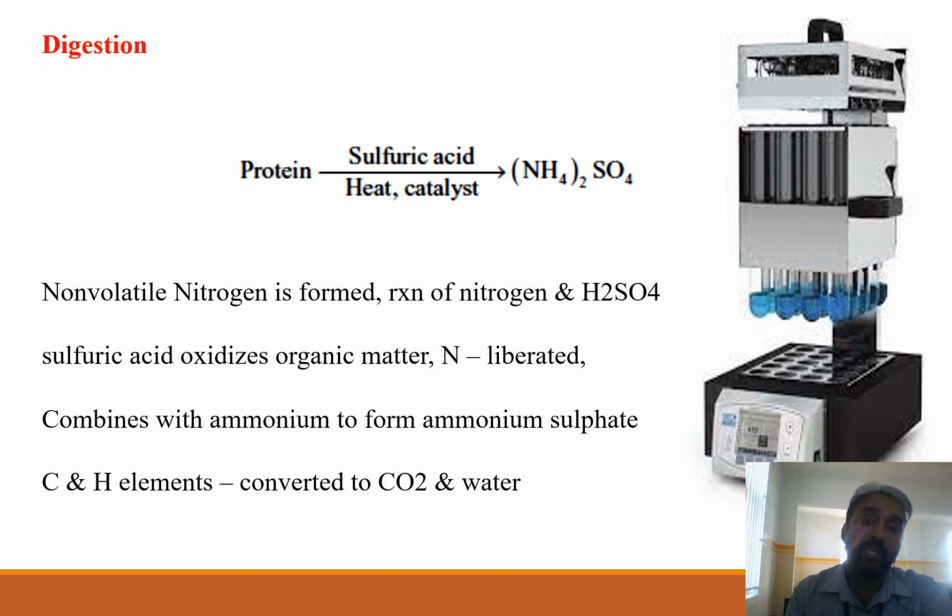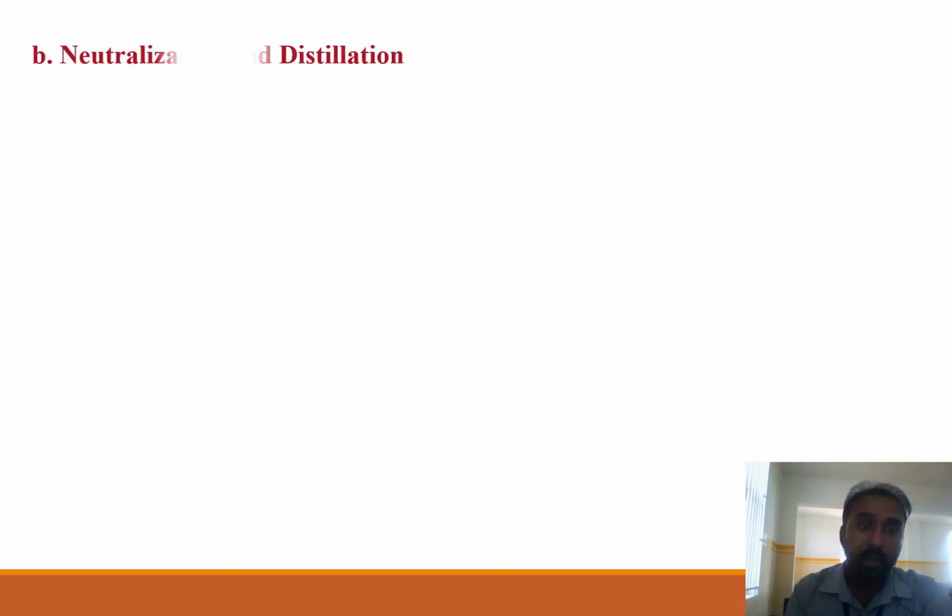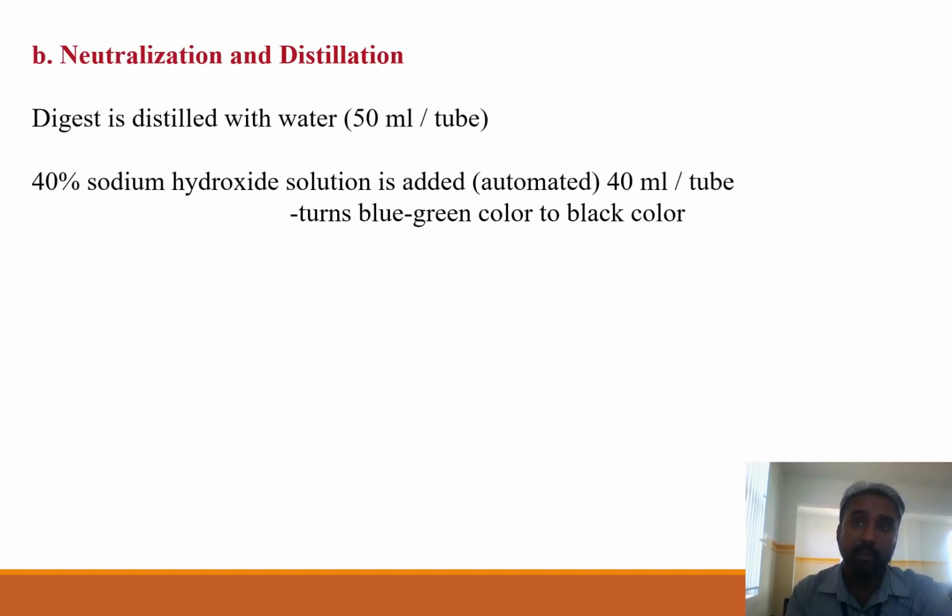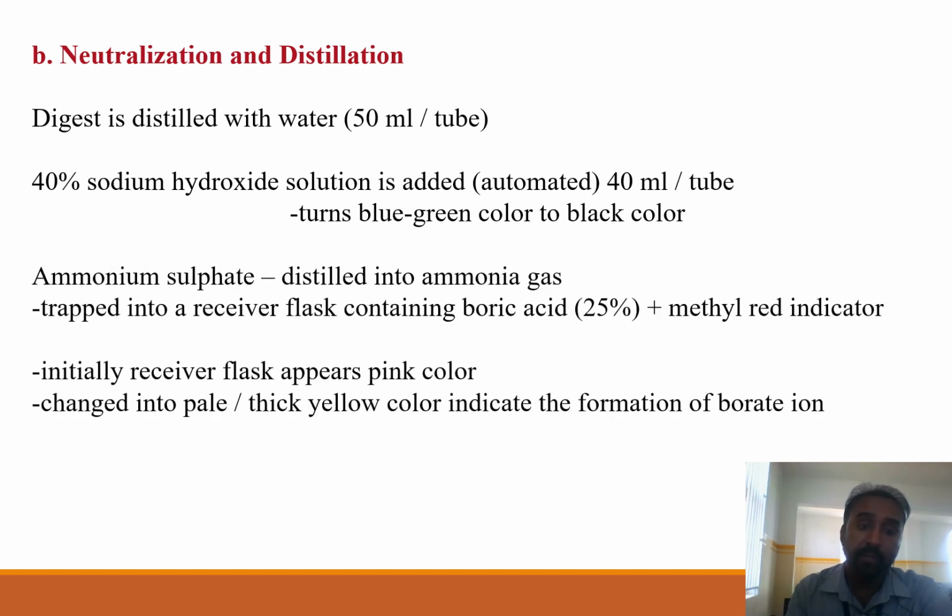Okay, at the end of the digestion process, all the proteins present in the tubes are converted into ammonium sulfate. Next, the second step, that is neutralization, also called distillation. The digested tubes are added with 50 ml of distilled water. Then 40% sodium hydroxide solution is added, which is automated. If you are using an automated machine, it will automatically add 40 ml of 40% sodium hydroxide per tube. When you add the sodium hydroxide, it turns the blue green color to black color.